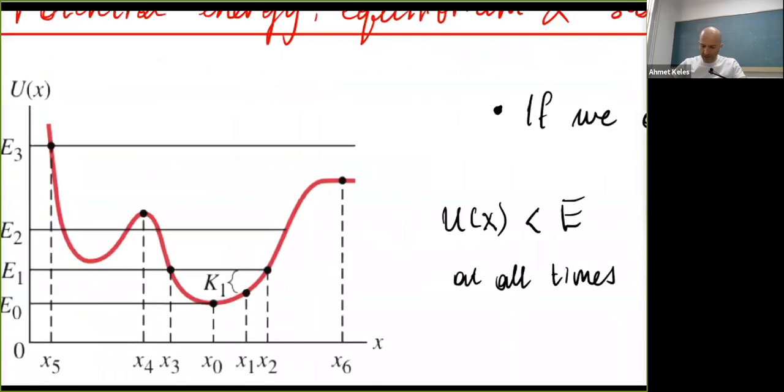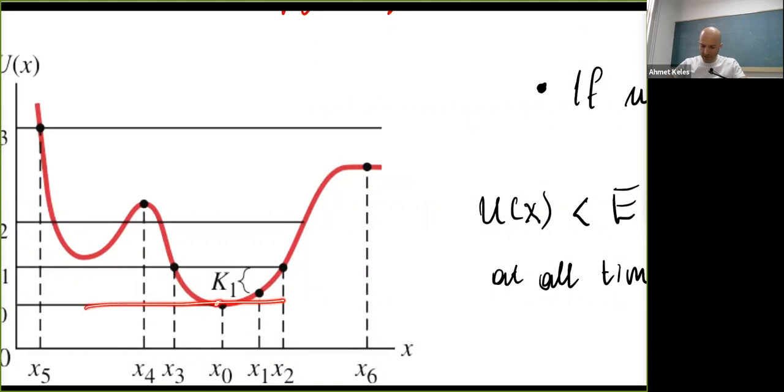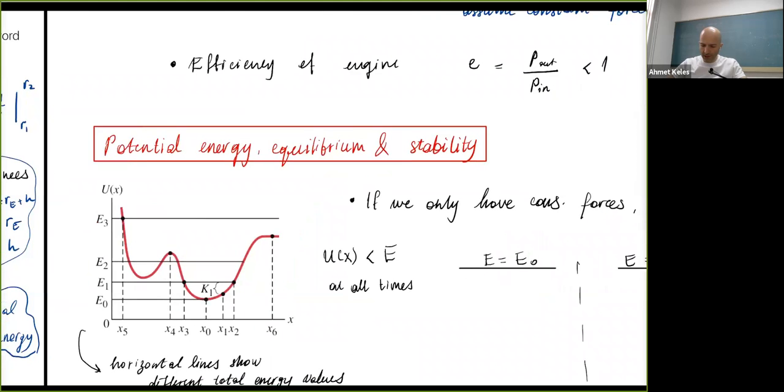If my total energy is this and my particle is here, can it go up or down? For it to go up or down, it needs to have energy to convert, right? Because going up requires additional potential energy, but it should come from somewhere, and we don't have it. So when it is here, the particle will stay stationary like this.